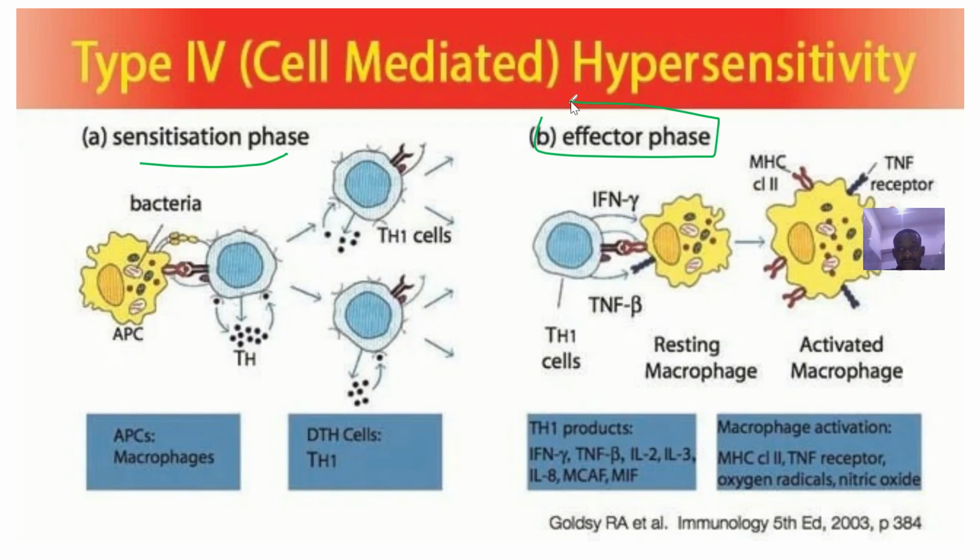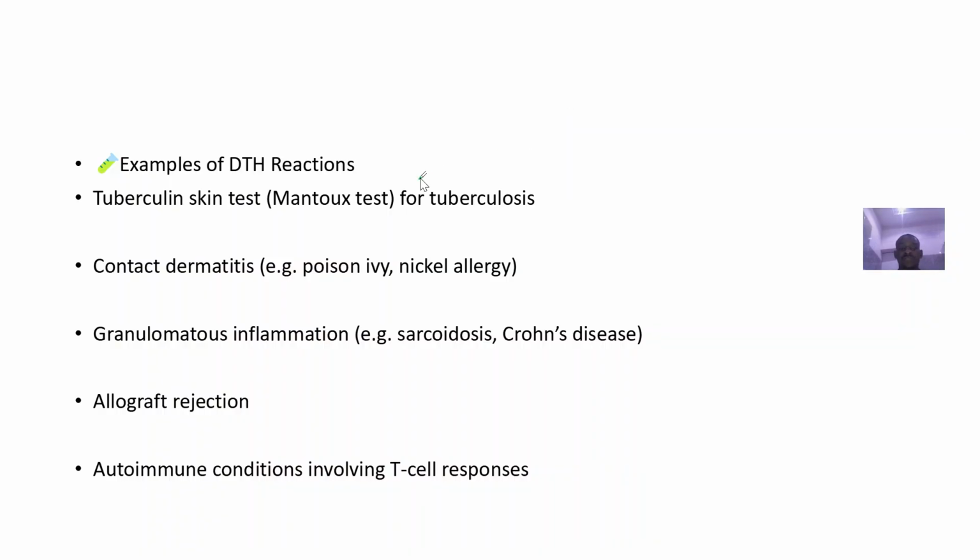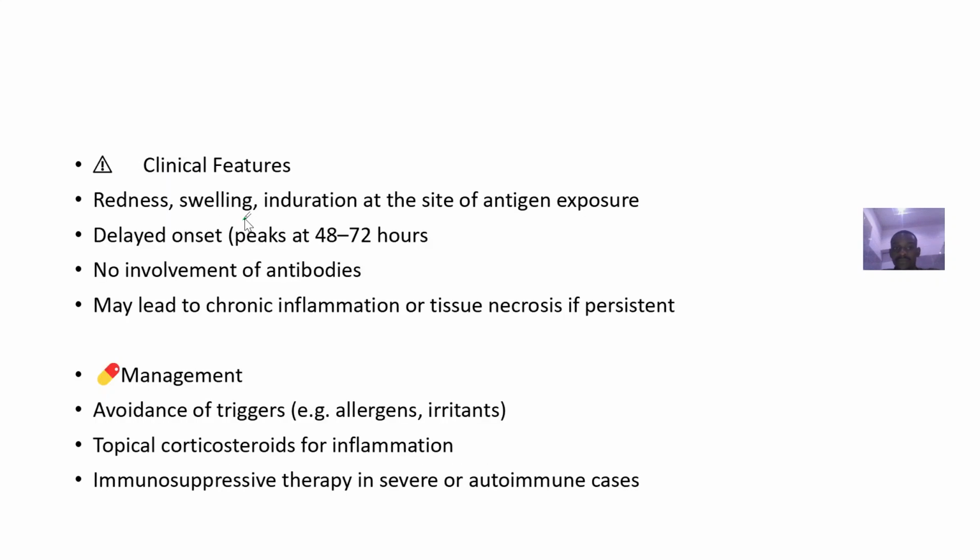Your body already knows it. So examples of delayed type hypersensitivity reactions include things like the tuberculin skin test for tuberculosis, contact dermatitis, granulomatous inflammation, allograft rejection, and autoimmune conditions that involve the cell-mediated response, right?